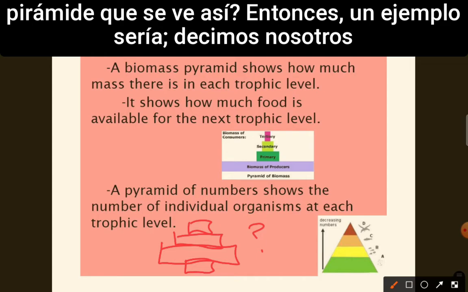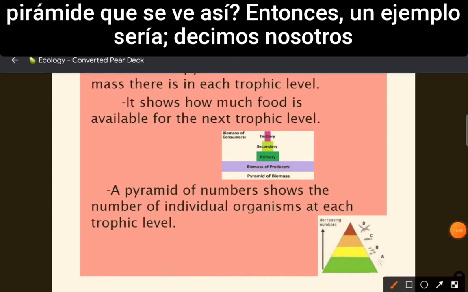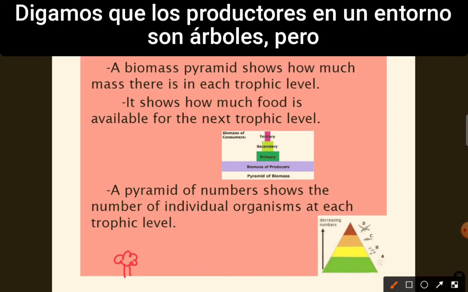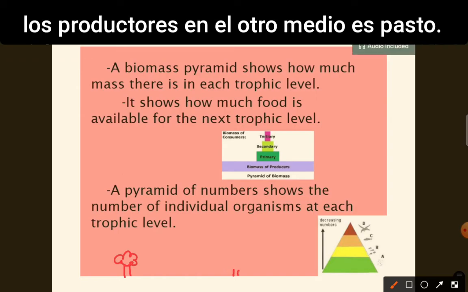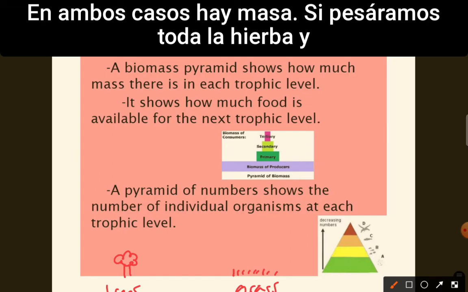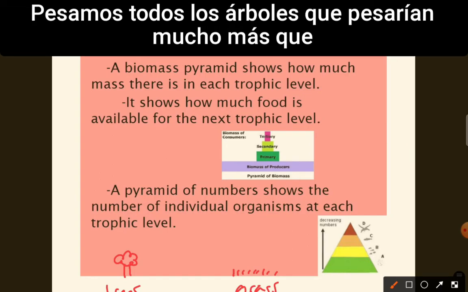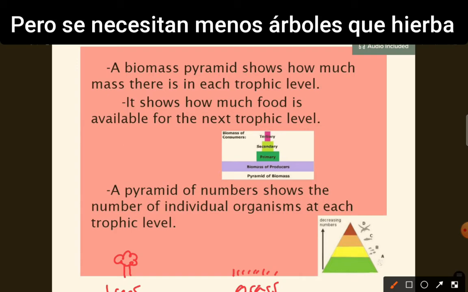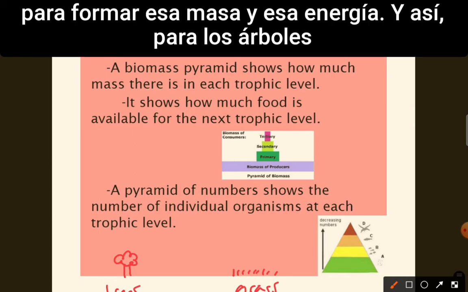So an example would be, say we have two environments. Let's say the producers in one environment are trees, but the producers in the other environment is grass. In both cases, there is mass. If we weighed all the grass and we weighed all the trees, they would weigh a lot more than everything that eats it. But it takes less trees than it does grass to make up that mass and that energy.